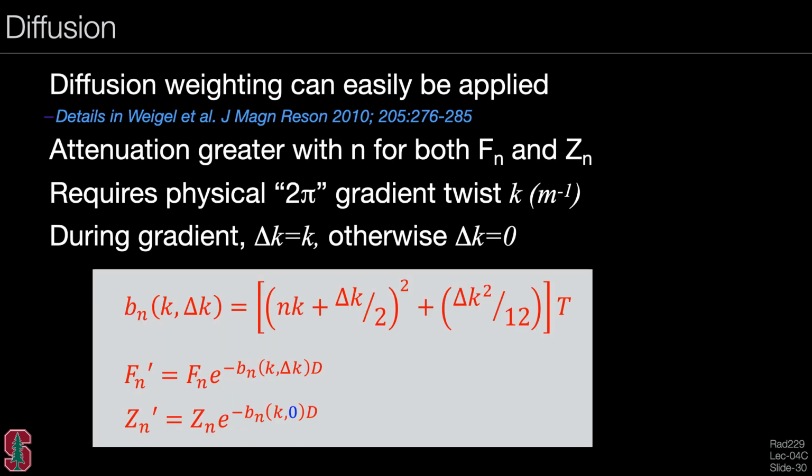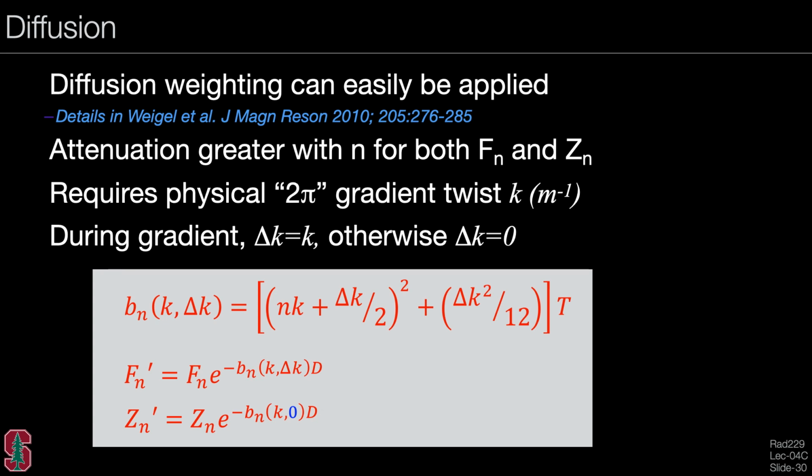Okay, a final point, although we're not going to spend much time on it, it's very important to note that diffusion weighting can easily be applied using the EPG formalism. In fact, there are ways to apply magnetization transfer that have been recently developed as well. The details for diffusion are shown in this paper here, and you can derive a multidimensional extended phase graph with multidimensional diffusion. When you apply this in one dimension, it's simply seen that the attenuation is greater with increasing n for both the transverse and longitudinal states.